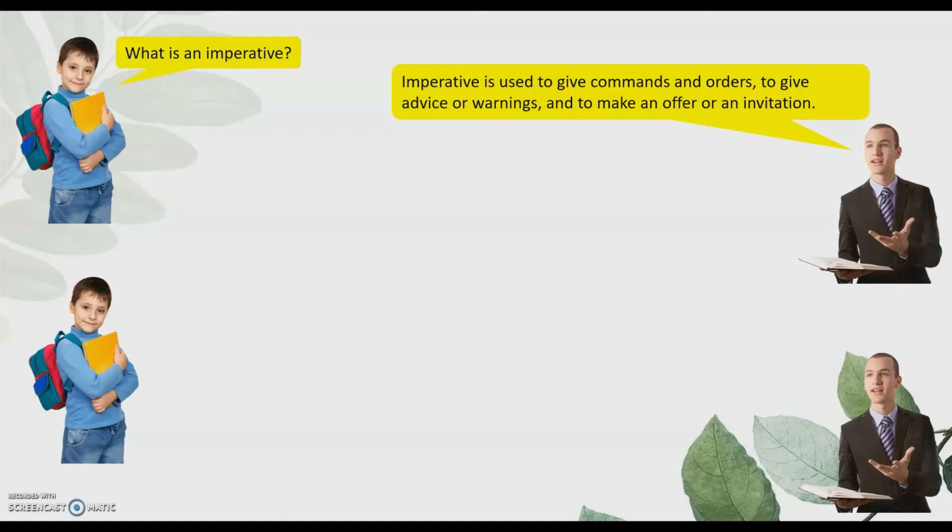Imperative is used to give advice and also warning. The third one is to make an offer or an invitation. You know, it's the meaning of to make an offer or invitation. Offer and invitation in this context have the same meaning.